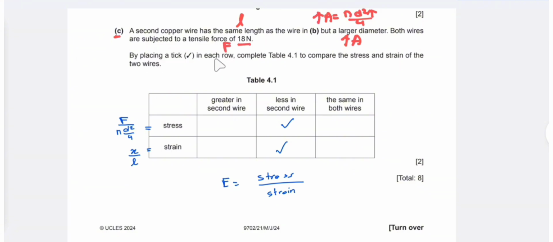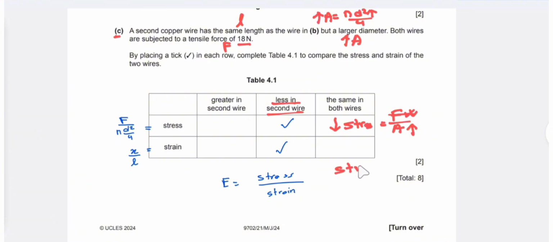By placing a tick in each row, complete table 4.1 to compare the stress and the strain for the two wires. So what would be the stress? We know that stress is equal to force per unit area, and since the value of force is the same for both wires, it is the same. For the second wire, since the diameter is more, the cross-sectional area is more. So since the cross-sectional area is more, that means the denominator is more. Since stress is equal to force by cross-sectional area, and the denominator is more, the numerator has to be less. So the stress has to be less.